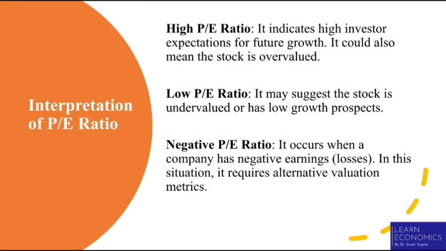High PE ratio indicates that investors have high expectations for future earnings growth. A high PE ratio may also indicate that the stock is overvalued if growth expectations are not met. Low PE ratio indicates that the stock may be undervalued or it has low growth prospects. Negative PE ratio occurs when a company reports losses, that is, negative earnings. For example, a startup in its early stages may have a negative PE ratio because it's investing heavily in growth and has no profit yet.